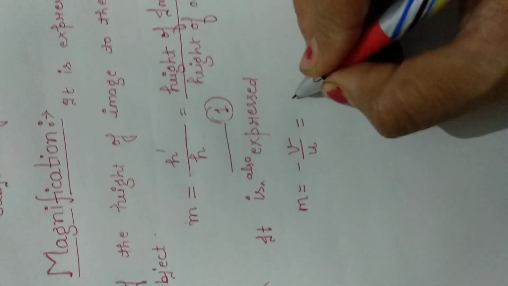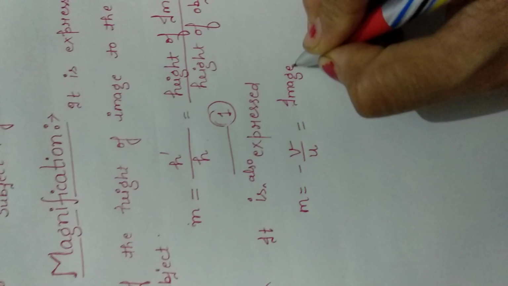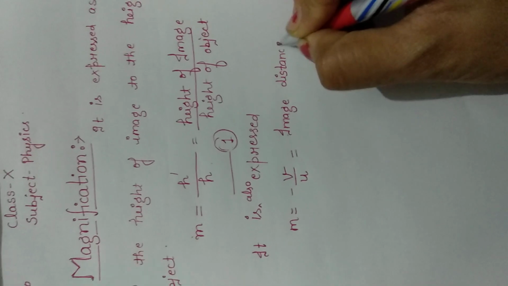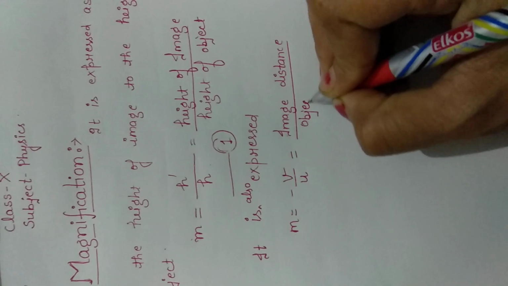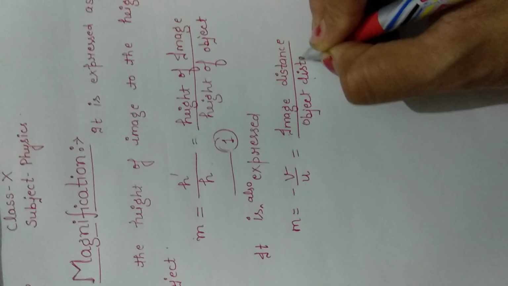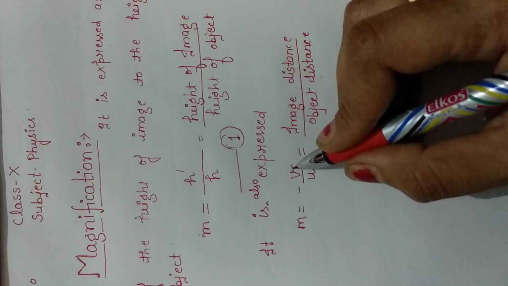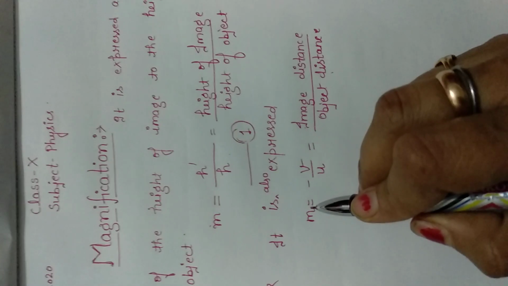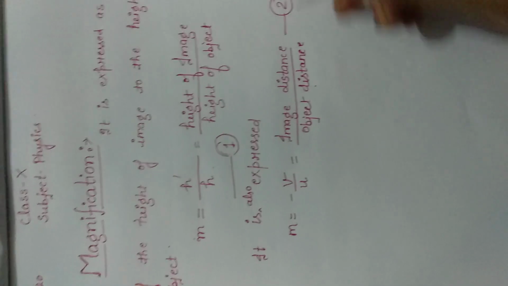What does v stand for? Image distance, that means distance of image from the pole. And what does u stand for? u stands for object distance from the pole. It means that if you have kept the object at a distance u from the pole and you are getting the image at v units from the pole, then magnification m is equal to minus v upon u. Let it be equation number 2.